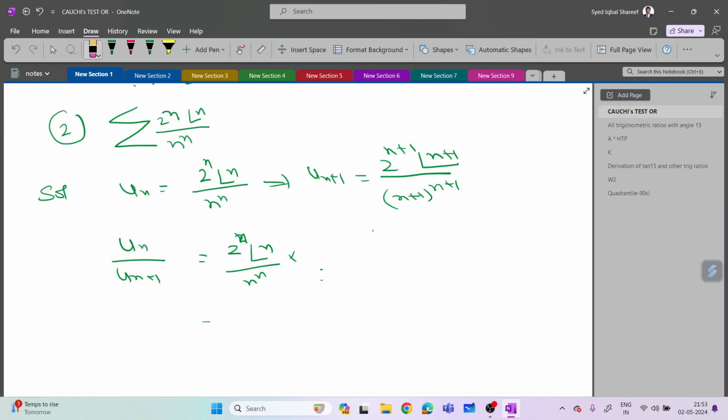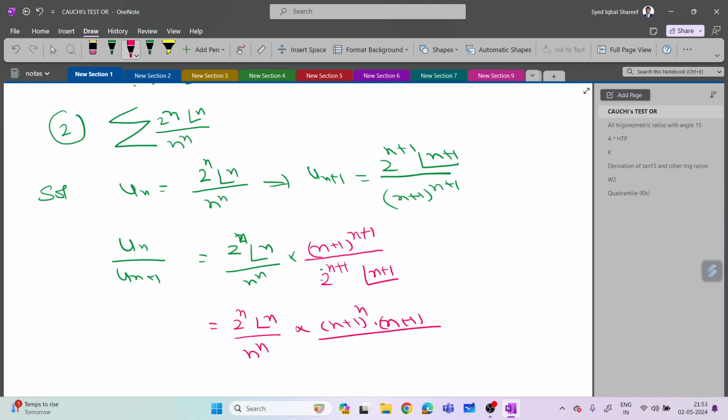So this is un, and un plus 1 will come to the numerator: n plus 1 whole to the power of n plus 1. The denominator has 2 to the power of n plus 1 and n plus 1 factorial. Now the next step: n plus 1 to the power of n into n plus 1, divided by 2 to the power of n into 2, and n plus 1 into n factorial.